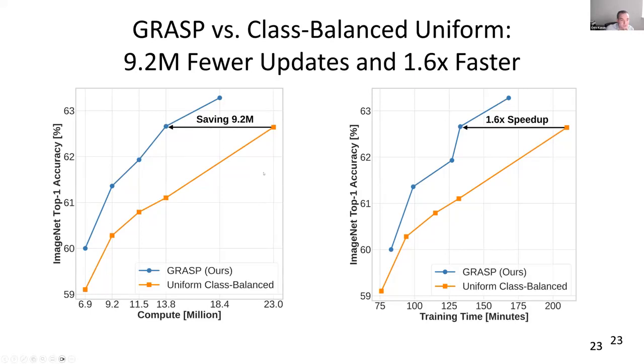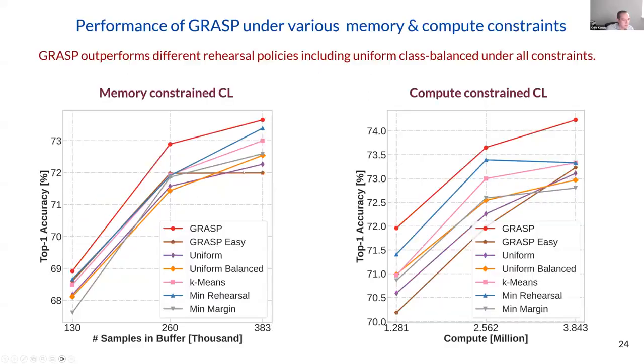By doing that little procedure, we end up with, this is compute measured in terms of neural network updates. And here we're using, instead of latent rehearsal, what we call veridical rehearsal, it's just raw inputs. We get 9.2 million fewer updates necessary to reach the same performance as the uniform class balanced system using rehearsal. And that translates to a 1.6 times speed up on the GPU. These are all trained on one GPU, same GPU.